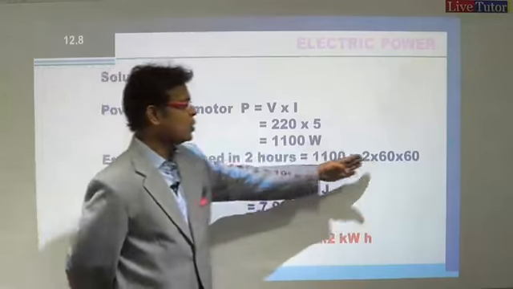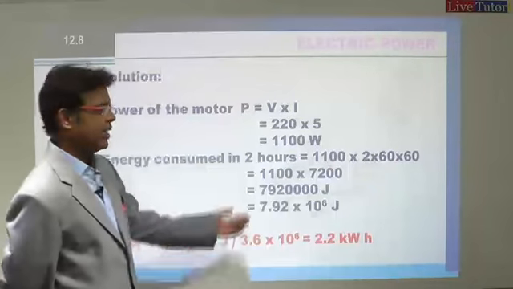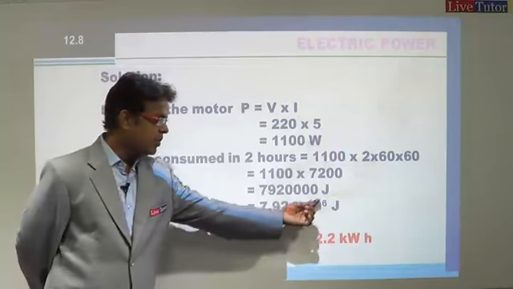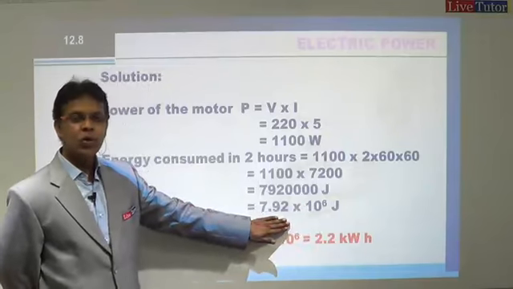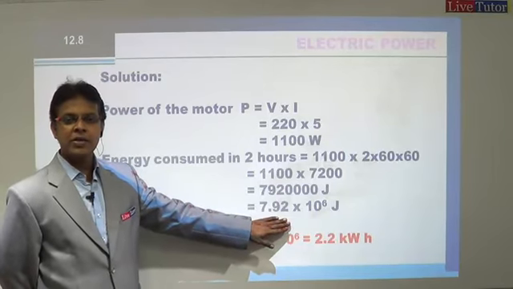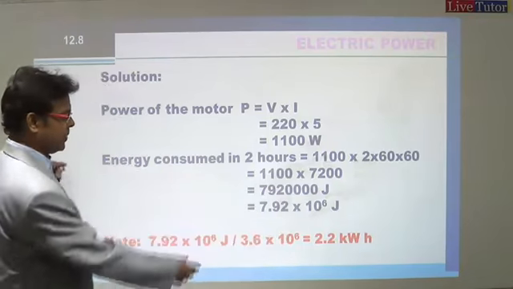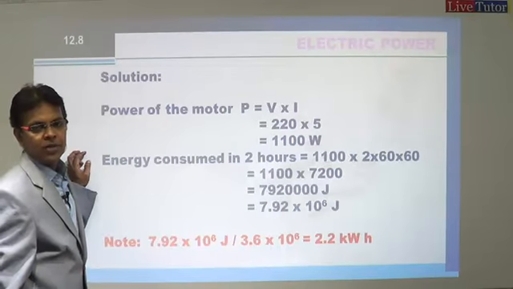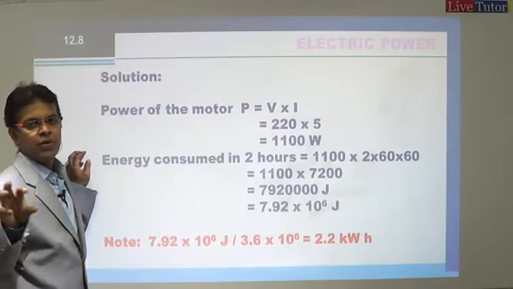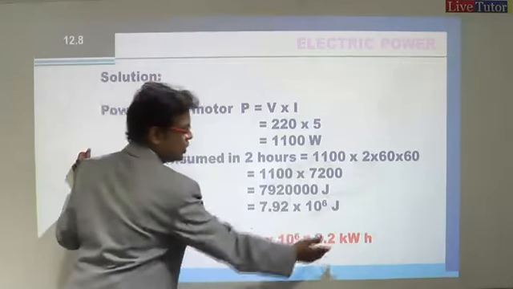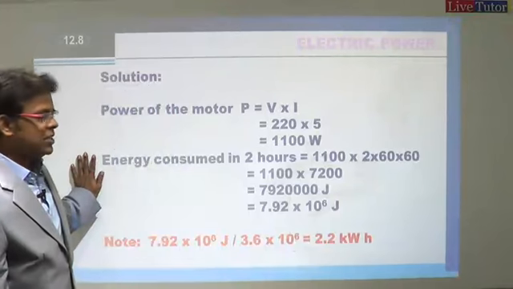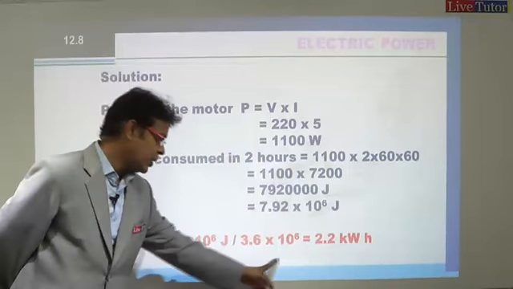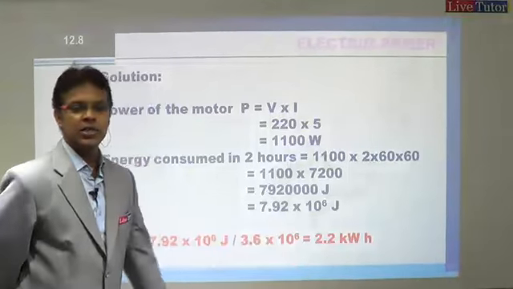Similarly, what is the energy consumed in 2 hours? Whatever power you have calculated, multiply by 2 into 60 into 60. That will give you the value 792,000 joules or 7.92 × 10^6 joules. In case they add one more question, express the answer in terms of units, what will you do? You have to divide this by 3.6 × 10^6. So what is the unit here? 2.2 units. So if the motor is used for 2 hours, for 2.2 units you have to pay. This way, calculate the power, multiply by time and divide by 1 unit, 1 kilowatt hour, so you will get the units.